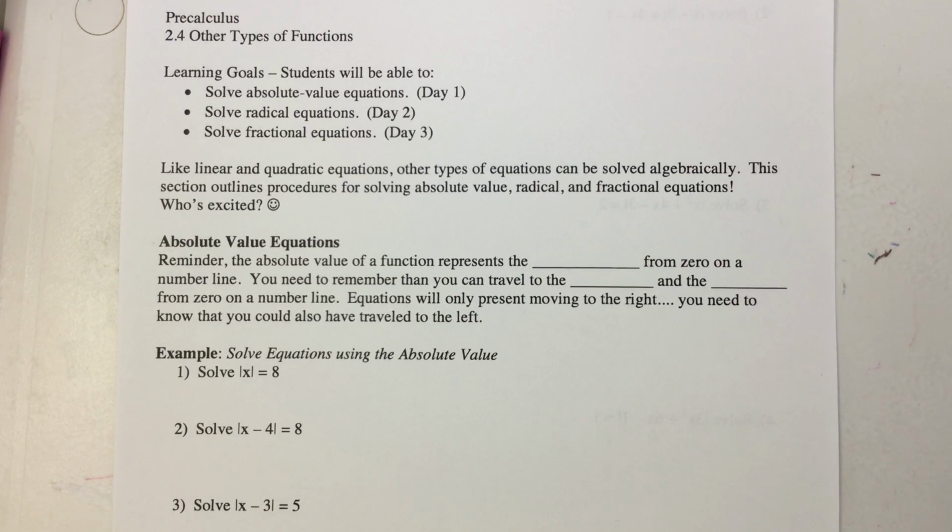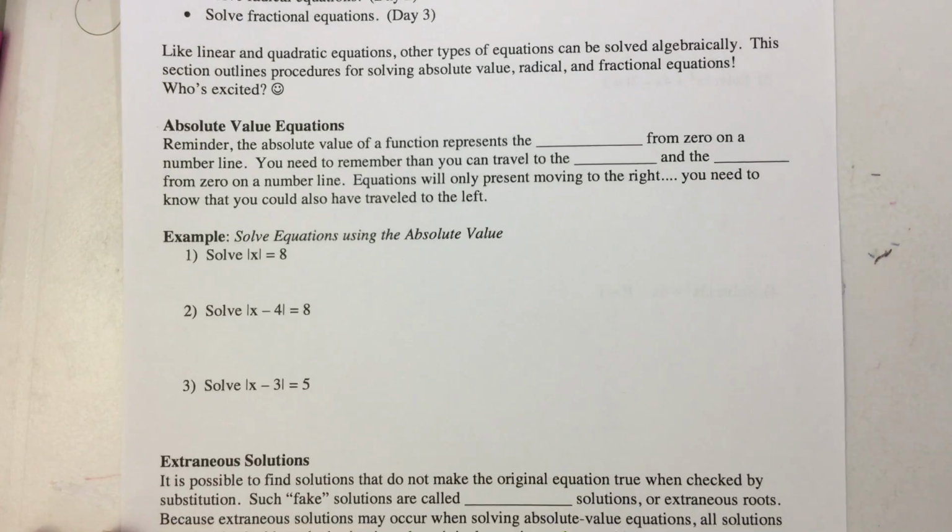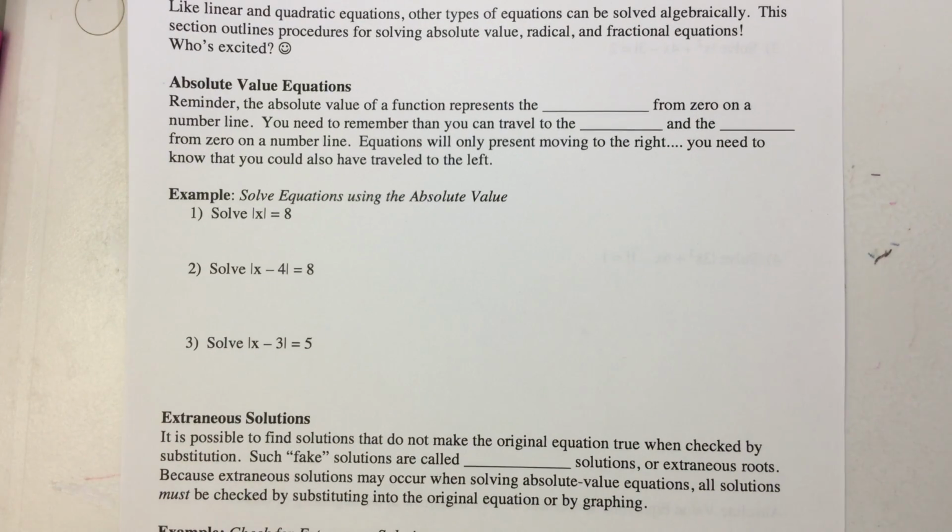Like linear and quadratic equations, other types of equations can be solved using algebra. When we solve linear equations, you use opposite operations until you are able to isolate the variable. With quadratic equations, we use techniques such as completing the square, using the quadratic formula, and factoring. This section outlines different procedures for solving absolute value equations today, and radical equations. How do you solve those? And what do you do when your whole equation is a fraction? That's what we're going to look at this section. So without further ado, let's go ahead with today's skills.